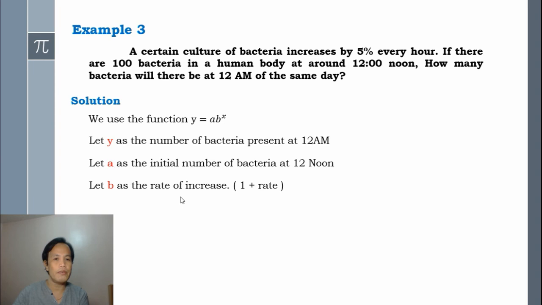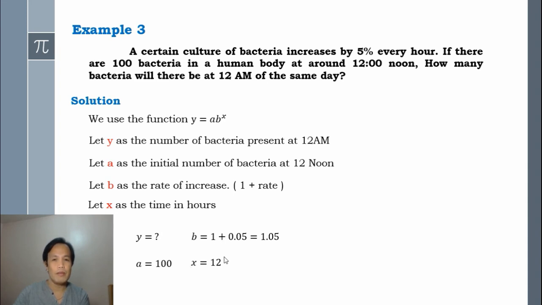This time we are talking of the rate of increase. Example number 2 was the rate of depreciation. That's why we used 1 minus the rate. But this time, since this is exponential growth, we will be using 1 plus the rate. We let x be the time in hours. So for the given, our y is unknown and our initial value is 100. Then our b is 1 plus 5% in decimal, which is 0.05. So this is 1.05. And our x is 12.